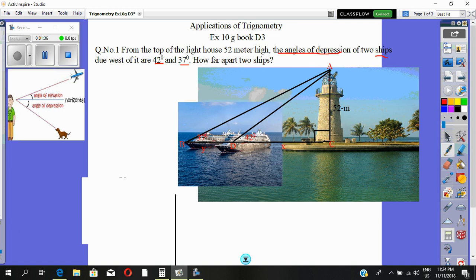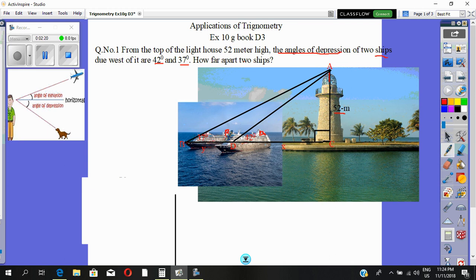Okay, let's see. Here we have a lighthouse, and the height of the lighthouse is given, which is 52 meters. And here we have two ships. Let's say we have ship A, and then the other one is ship B. The angles given: for ship B is 37 degrees, and for ship A is 42 degrees. We can name it, at point D is 42 degrees, and at point B is 37 degrees, because there are two ships.